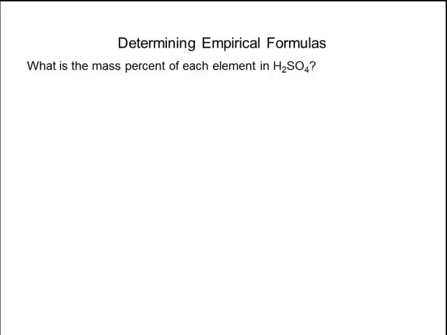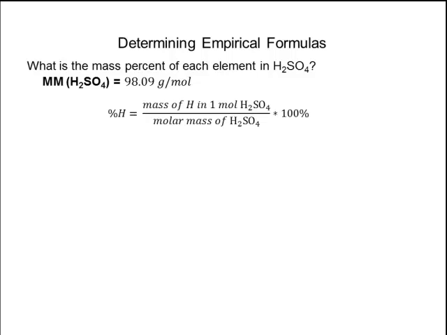So, going back to the original question, what's the mass percent of each element in H2SO4? Well, we now know our molar mass is 98.09 grams per mole. In order to calculate the percent of hydrogen, we want to know the mass of hydrogen in 1 mole of H2SO4. We're going to divide that by the molar mass of H2SO4. Remember, we're assuming 1 mole of H2SO4. And then we're going to multiply it by 100%.